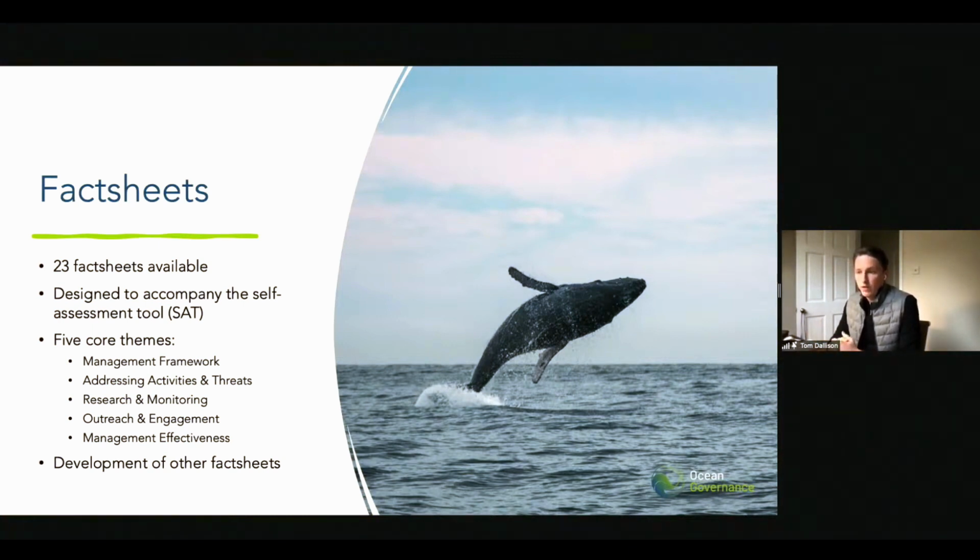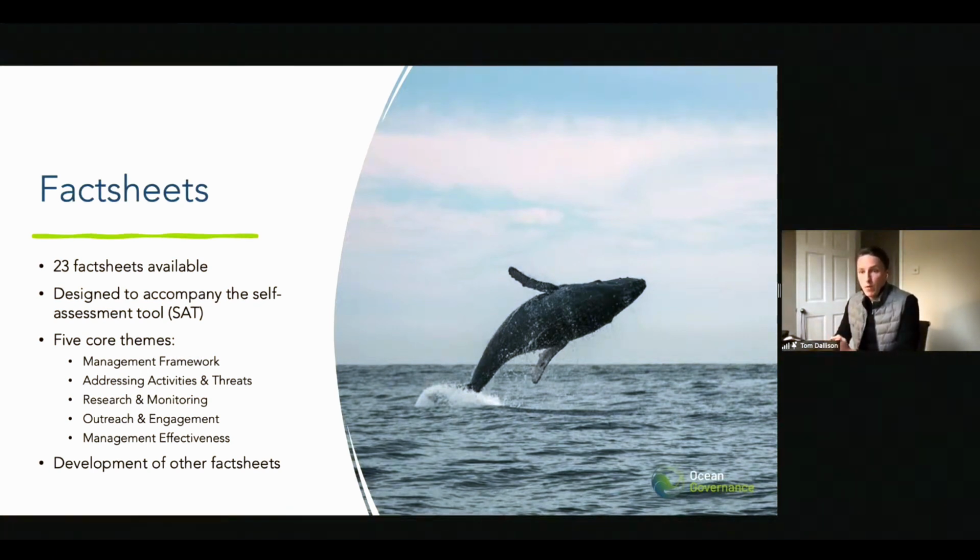The fact sheets are developed through 5 core themes, and we're looking at the management framework of marine protected areas. How do we address particular activities and threats, research and monitoring, outreach and engagement, and then management effectiveness. And within those 5 core themes, fact sheets include MPA management with respect to marine mammals, looking at zoning, permitting, managing noise, entanglement, bycatch, and how do we share data, and what's the importance of education and awareness campaigns.